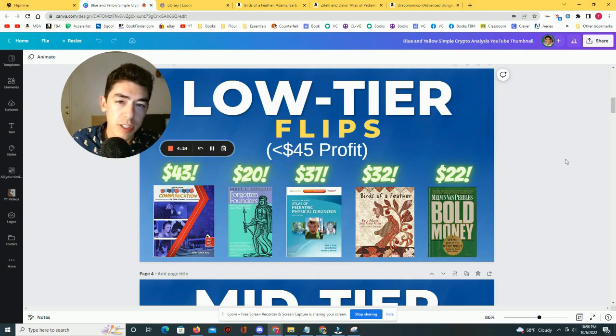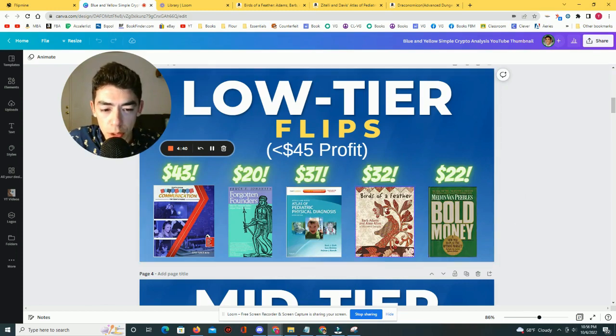So here's what I would consider low tier flips, which are books that you would buy on eBay, flip on Amazon, and make less than $45 profit. Okay. And what we're going to do is, I'm not going to look at all 5 of these, even though these are 5 books that I bought and sold and flipped on Amazon. We'll only look at a couple of them just for the interest of time.